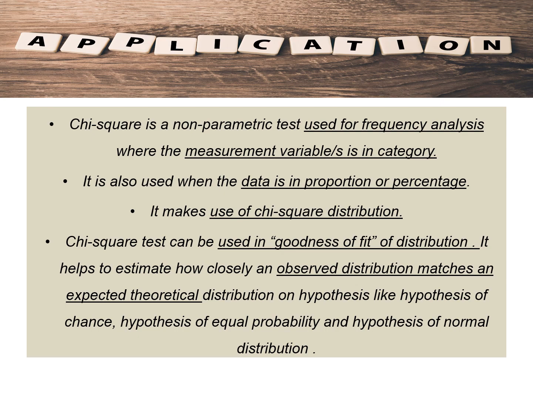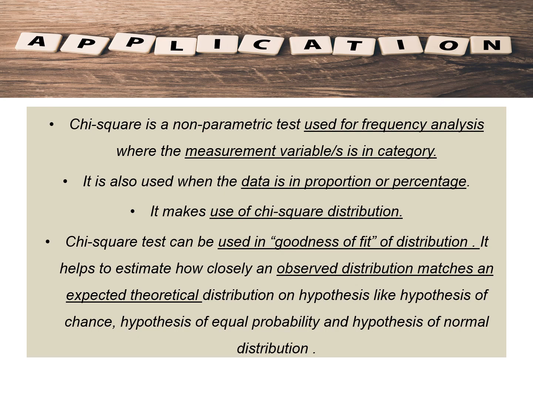Now the application. It's a non-parametric test used for frequency analysis where the measurement variable is a category. It is clear to all of us. Data can be in proportion or percentage. If we are computing chi-square, data can be in proportion or percentage. It makes use of the chi-square distribution.